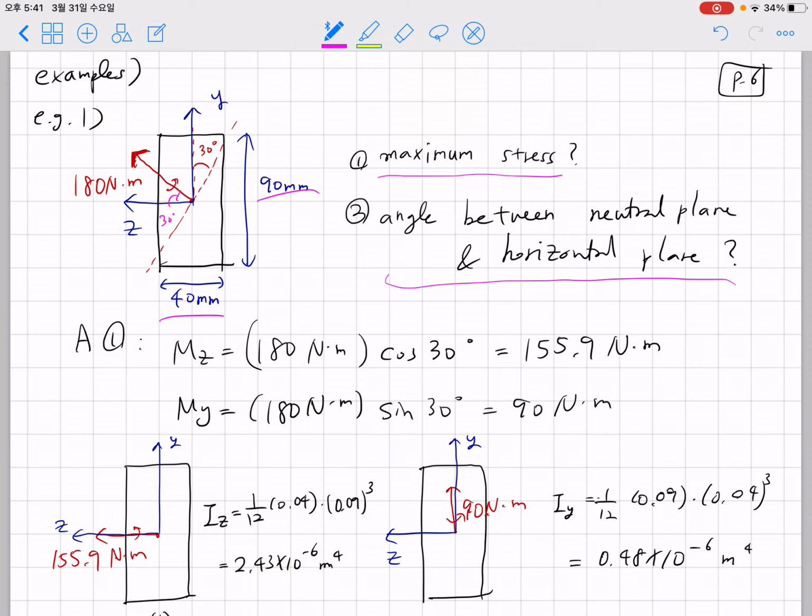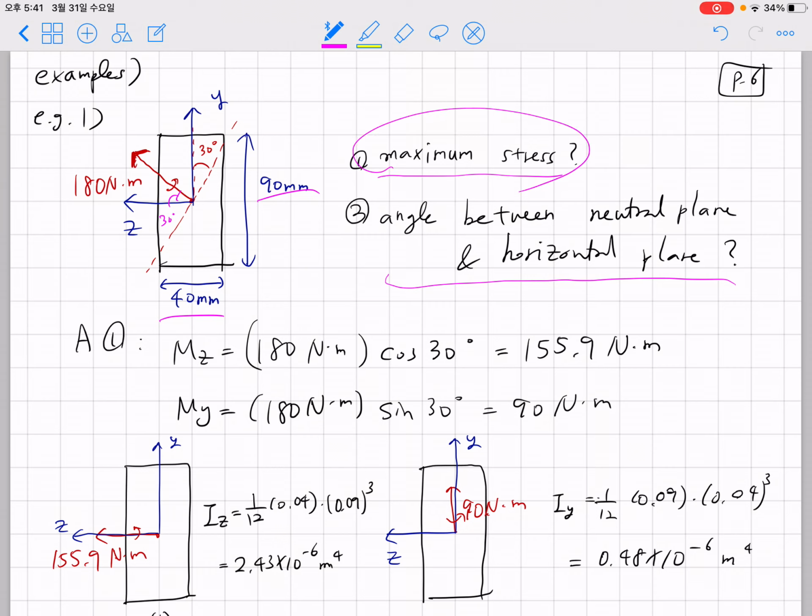Because the neutral plane is not parallel to the moment in this kind of asymmetric loading, we have to calculate and predict the location and orientation of the neutral plane. So let's try to attack the first problem, maximum stress.